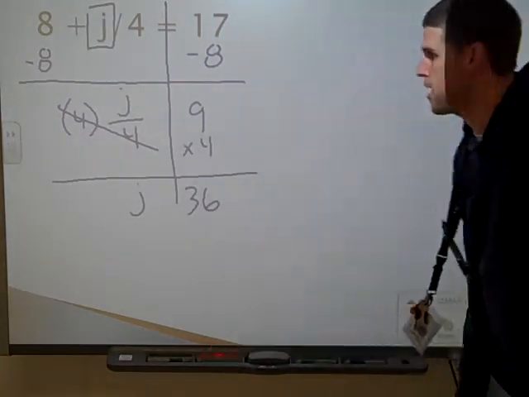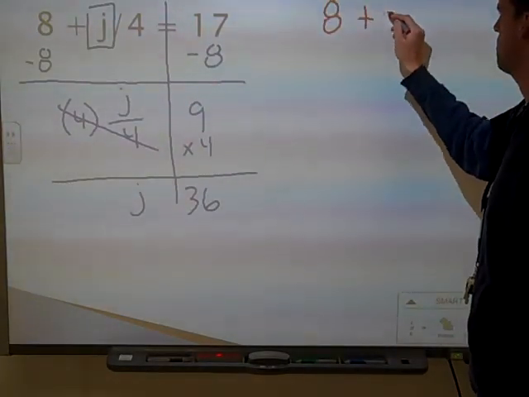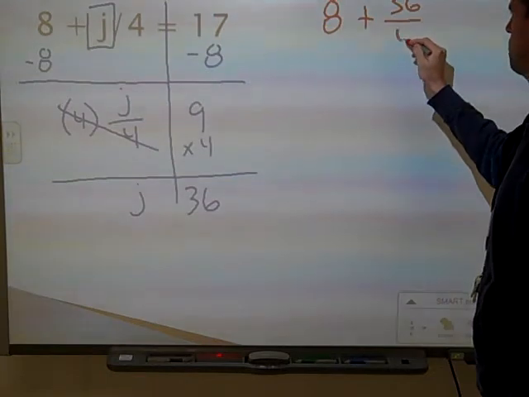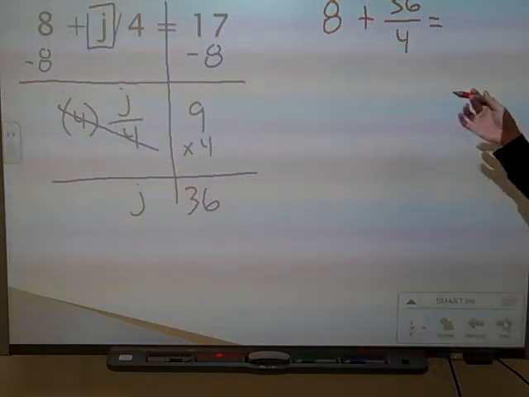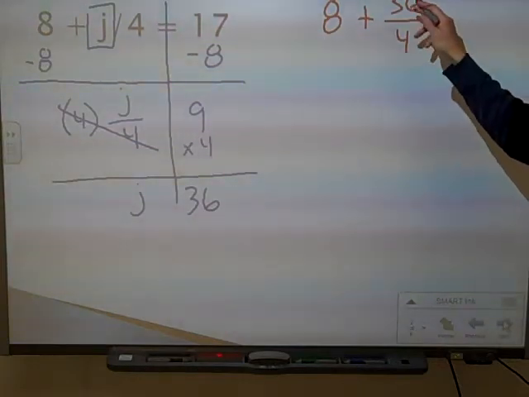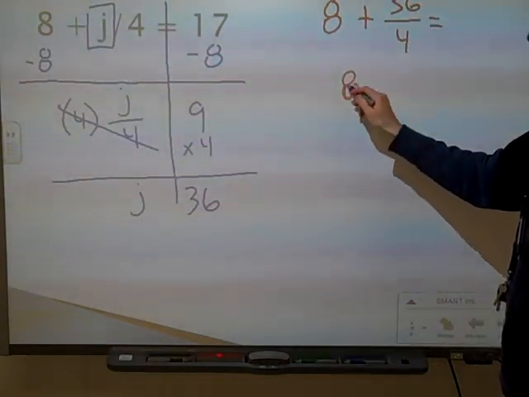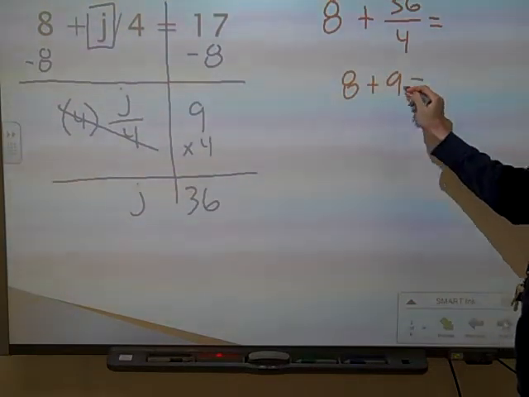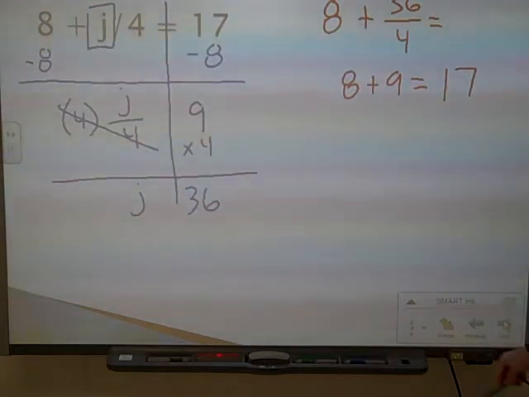So now let me go ahead and check to see if it works. I have 8 plus 36 over 4. And this time I'm going to go ahead and actually follow my order of operations. I do division first. So 36 divided by 4 is 9. So I have 8 plus 9. And then 8 plus 9 equals 17. So yes, j is equal to 36.